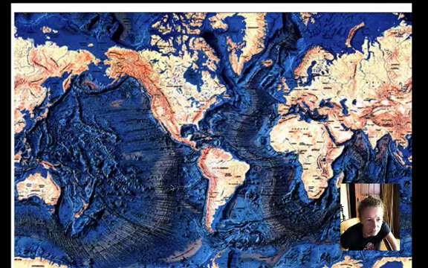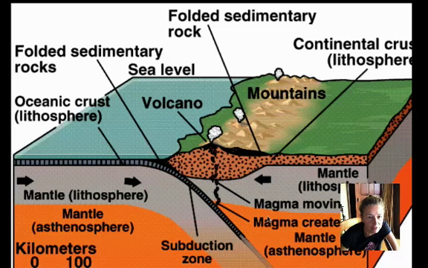The youngest sea floor is here. And these are like an undersea mountain chain. Okay, all undersea mountains. Okay?